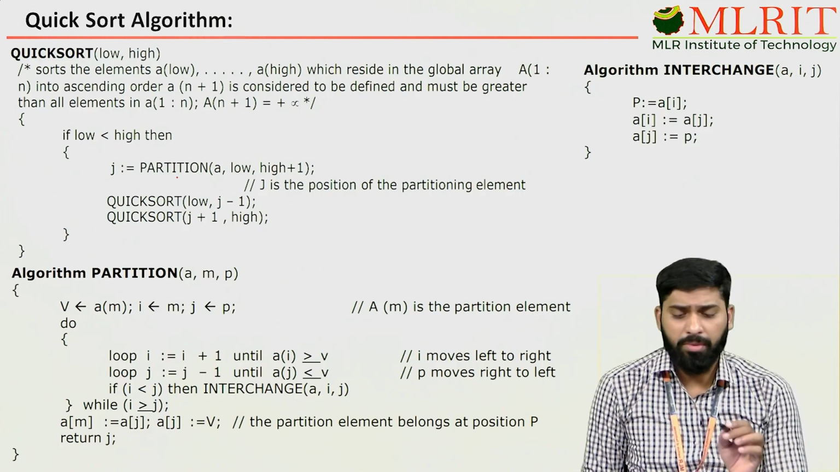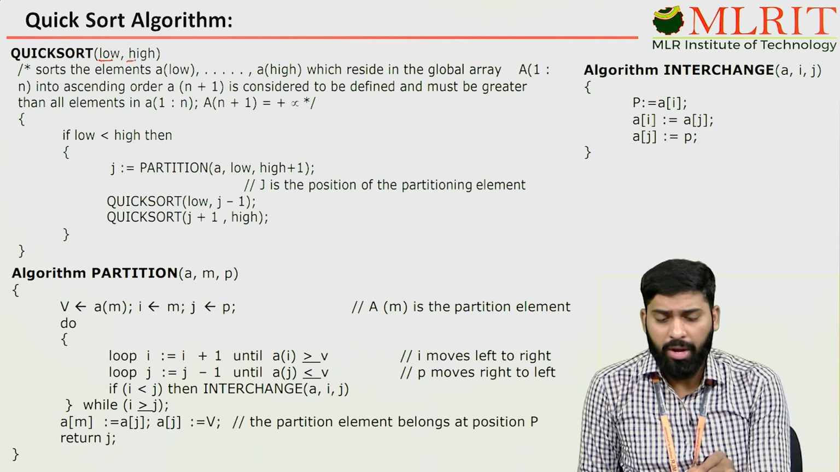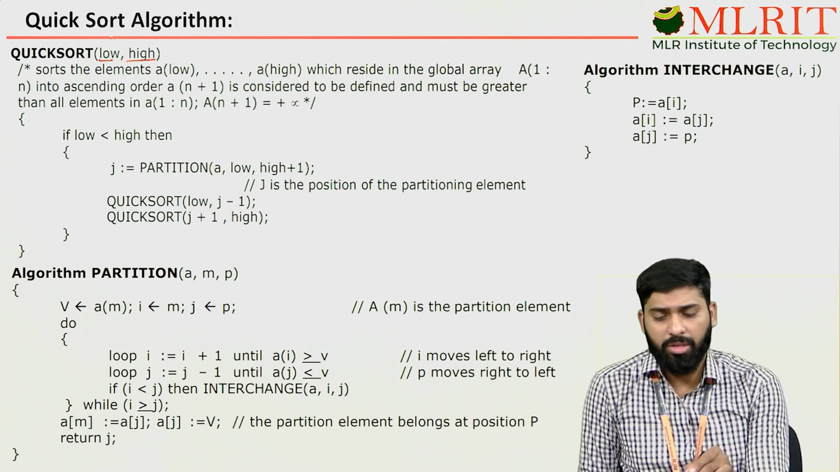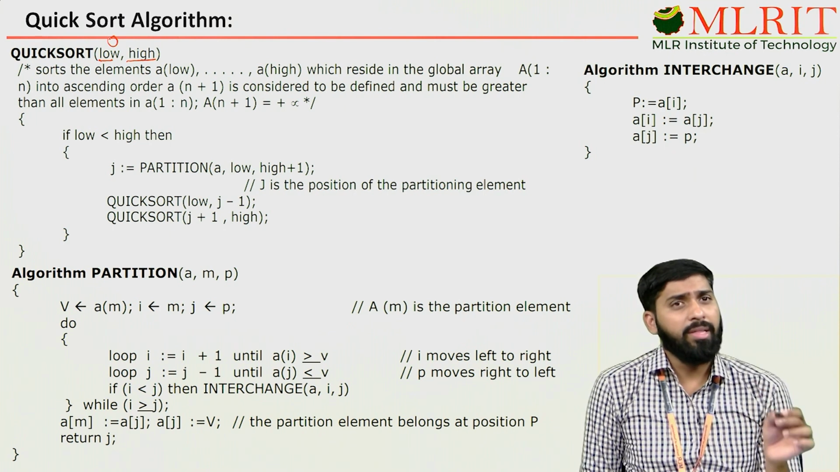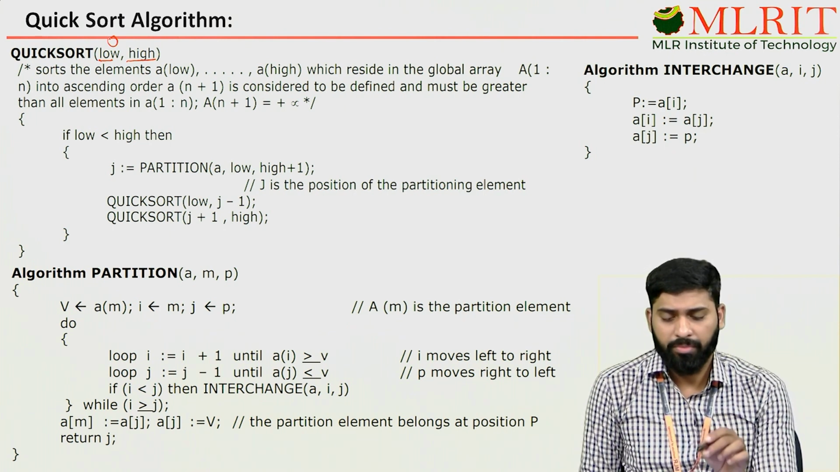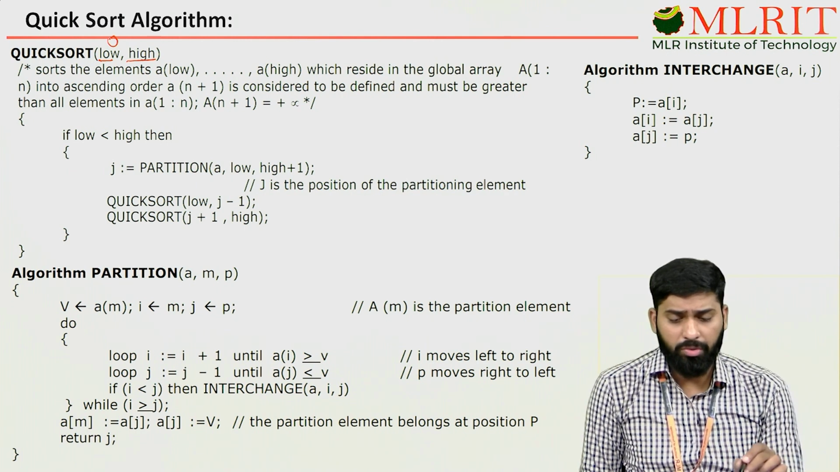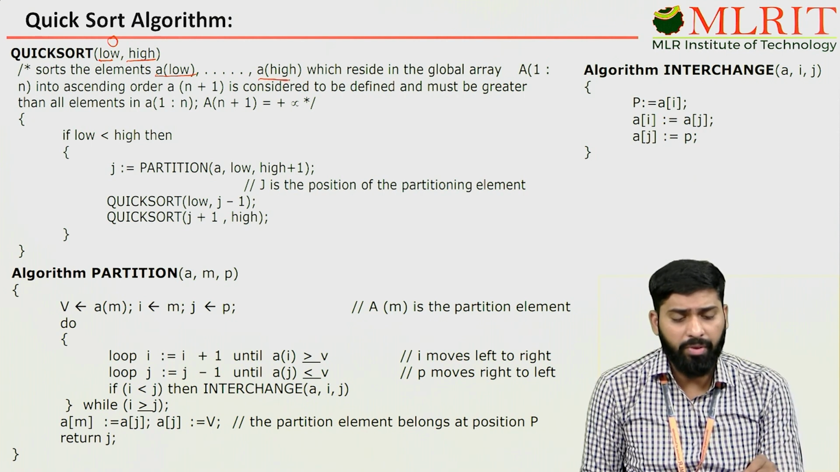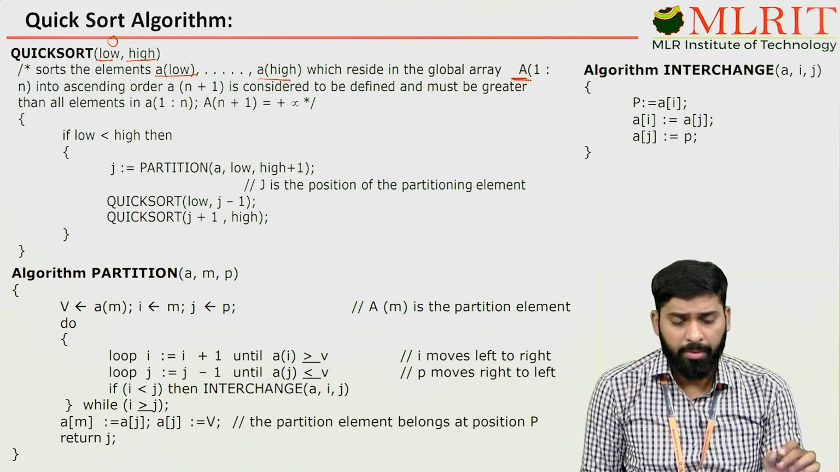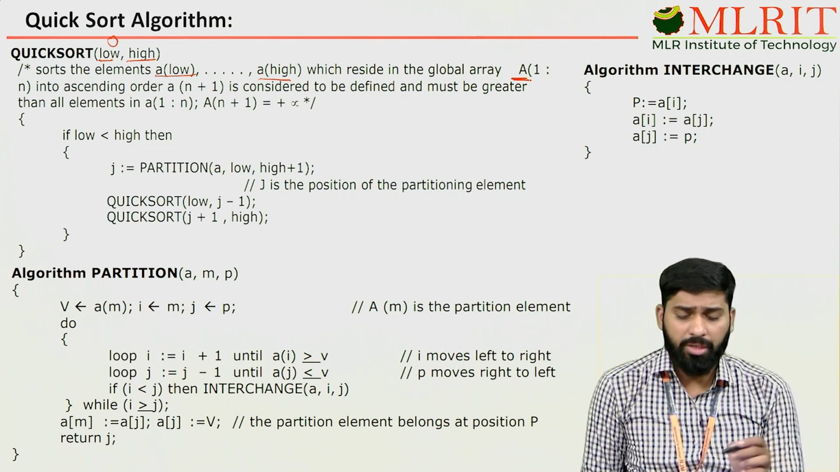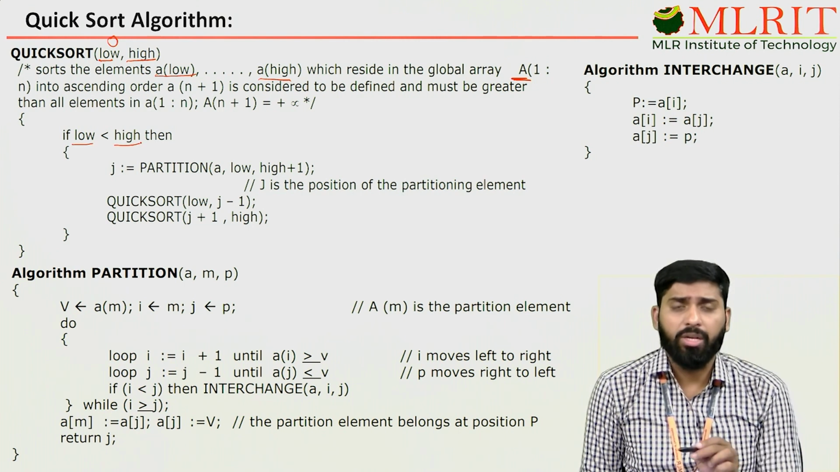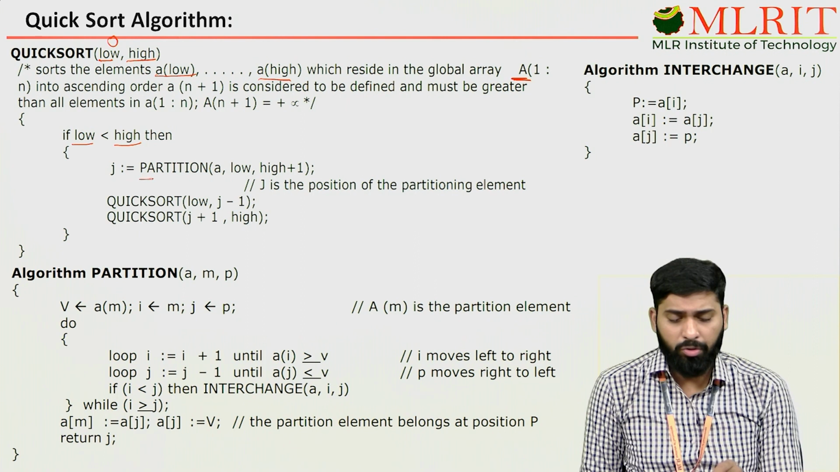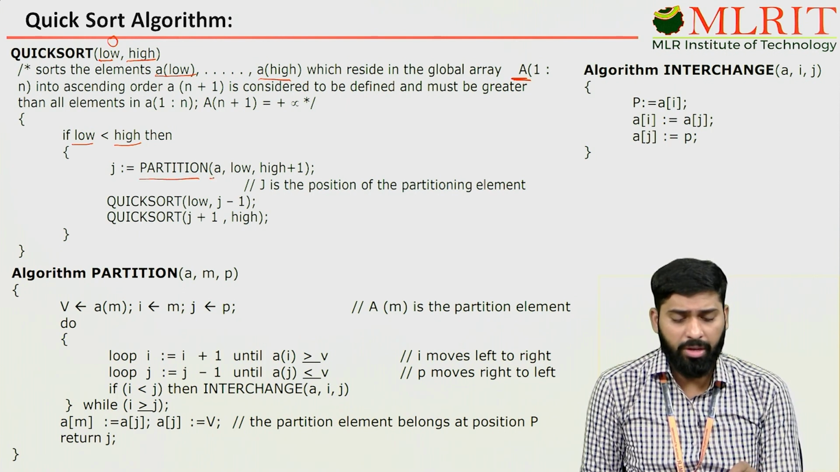So this is the algorithm. Quicksort low, high. So what is the low? Low is the 0th index. High is the length of the array minus 1. Now here you are going to sort the elements A of low up to A of high, which reside in the global array A. So this is the array A, and we are going to do the partitioning as long as low is less than or equal to high. For that we are giving the input array, low value, high value.